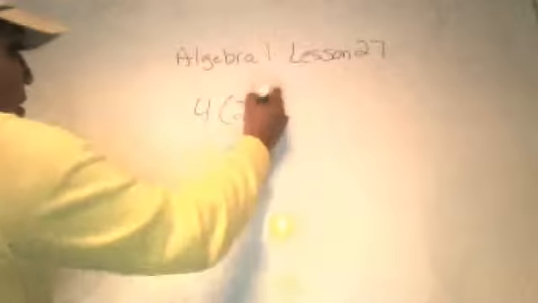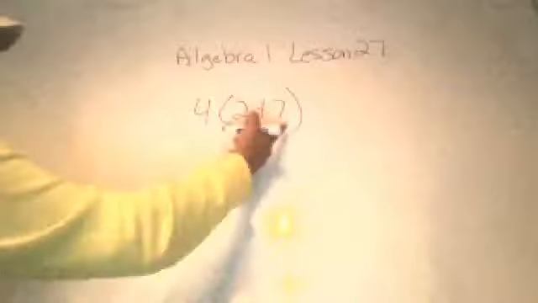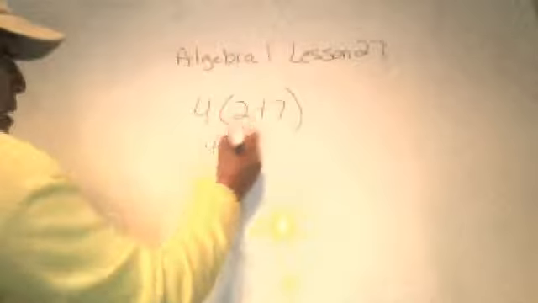Okay, this is Algebra 1, Lesson 27. We're going to talk about the distributive property and simplifying decimal equations. So let's look at this problem here: 4 times (2 plus 7). We said there's two ways of doing it. Please excuse my dear Aunt Sally, so we can do inside parentheses first, 9. So 4 times 9, we get 36.